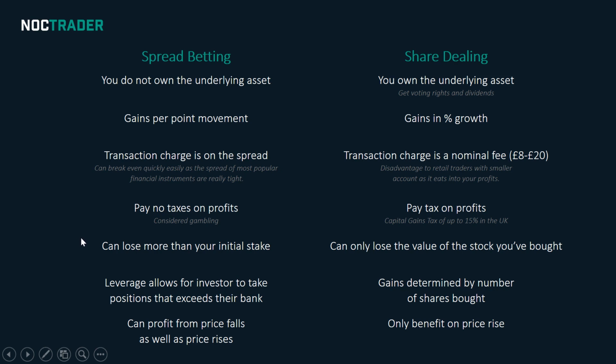With spread betting, you can lose more than your initial stake. As I showed you in that example in the last slide, the profit potential is very high, but you can also lose quite a lot if your trade goes in the opposite direction. But with share dealing, you can only lose the value of the stocks you've bought. So if you buy £1,000 worth of stocks, you can't lose anything more than £1,000. You can only lose what you've invested.